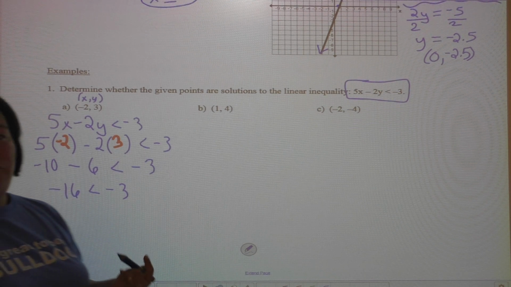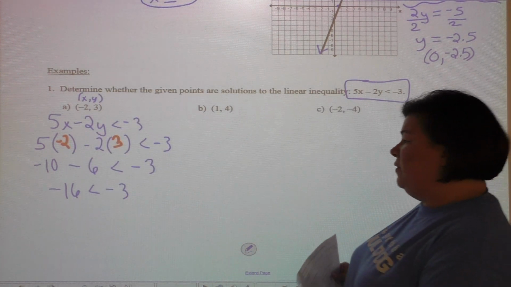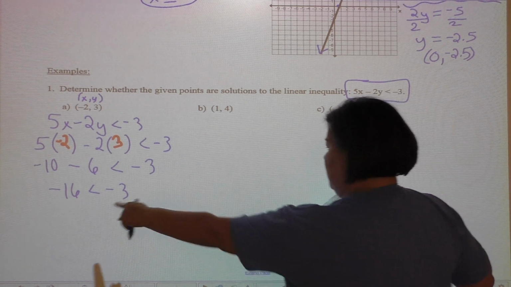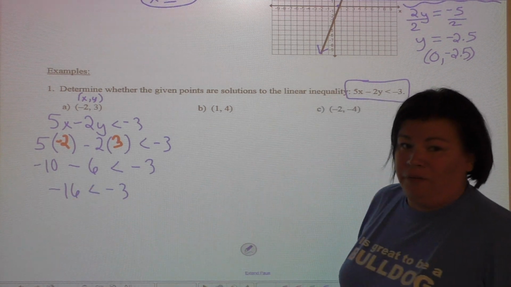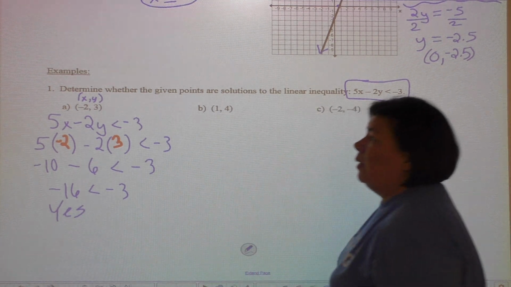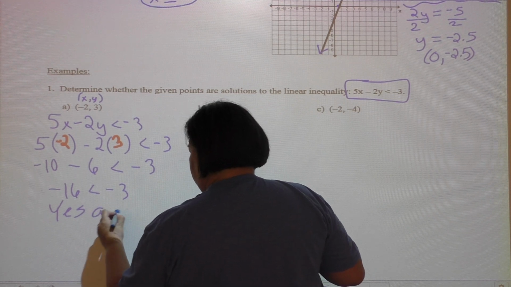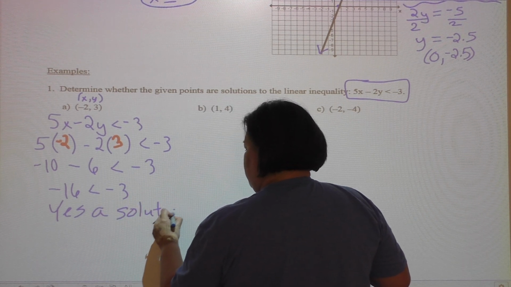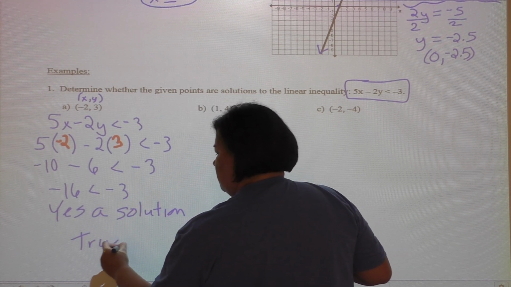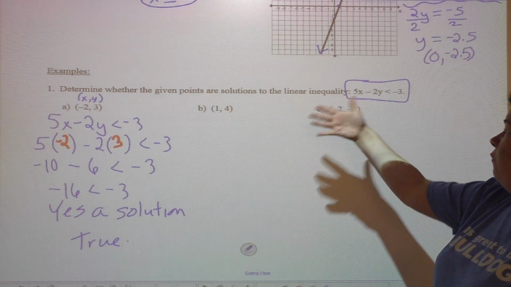In order for this to be a yes, because determine is a yes or no question, we have to see, is negative 16 less than negative 3? It is. Yes, it is. So it is part of the solution, because this is a true statement. Okay? And we're going to do the same thing for all of these.